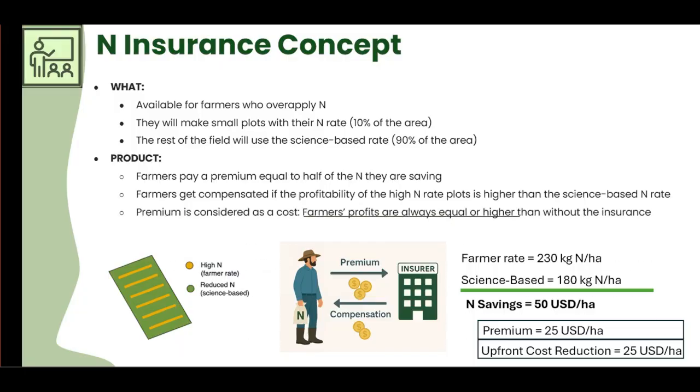And an important caveat is that we factor in the premium as a cost on the science-based plot. So that way, the farmer always recovers the premium, at least recovers the premium. So the farmer is always making the same profits or more with the insurance.